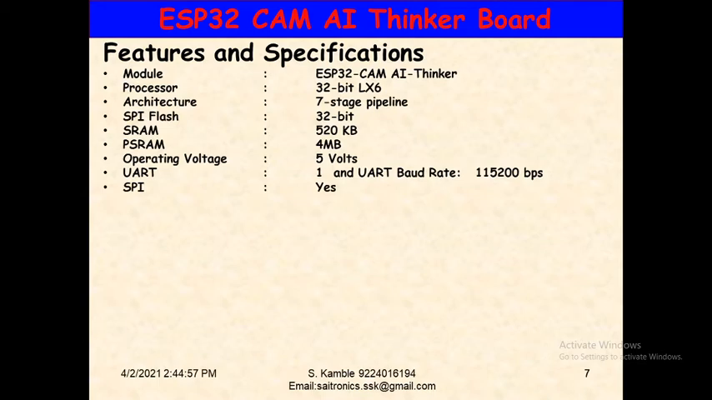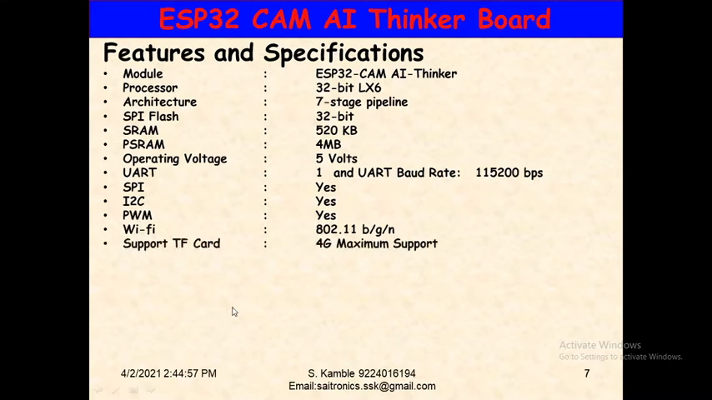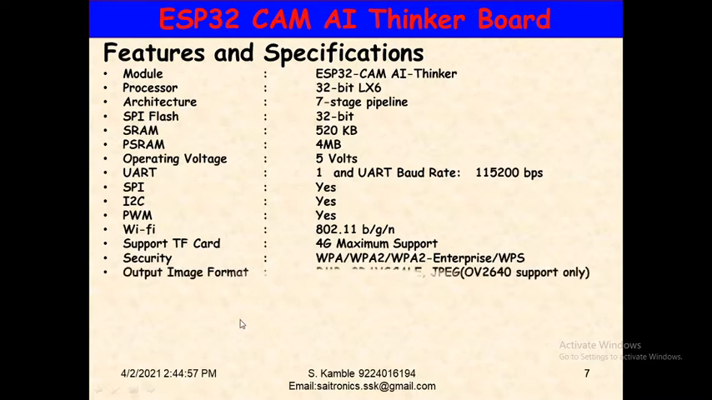It has SPI facility, it has I2C facility also. So all sensors related to I2C you can connect. It has PWM, pulse width modulation. It has onboard Wi-Fi. It supports TF card and the maximum memory card used is 4 GB. You can connect a 4 GB memory card. The security is WPA, so you can give a password for this system. Output image format is BMP, Grayscale, JPEG, and it is only for the OV2640 camera module.